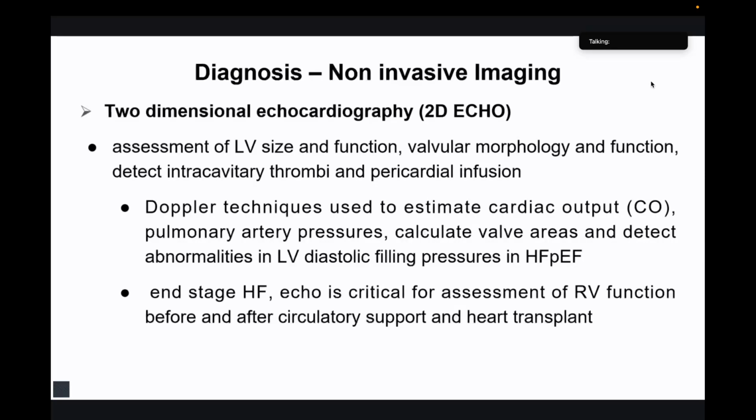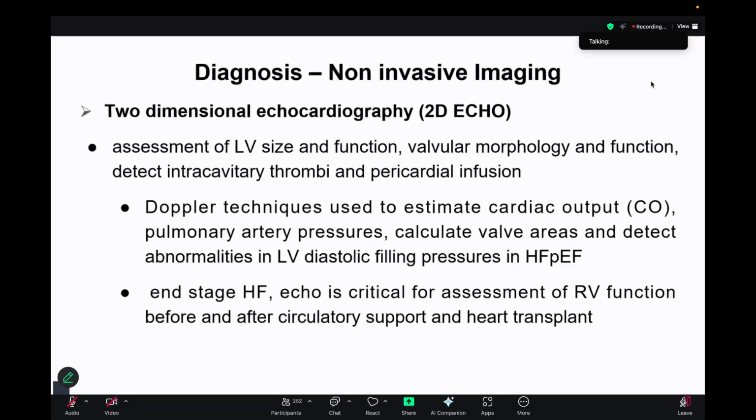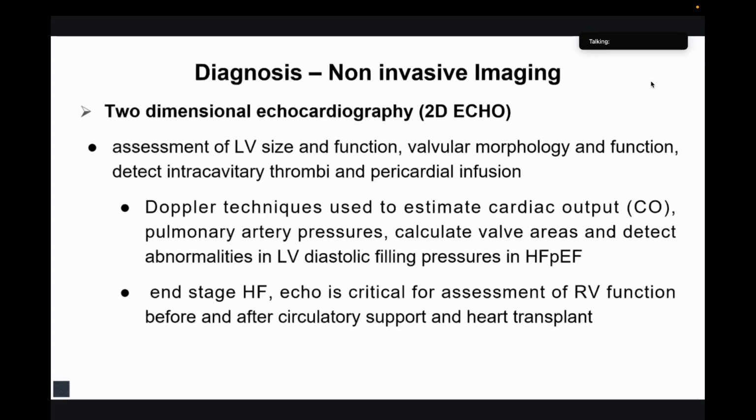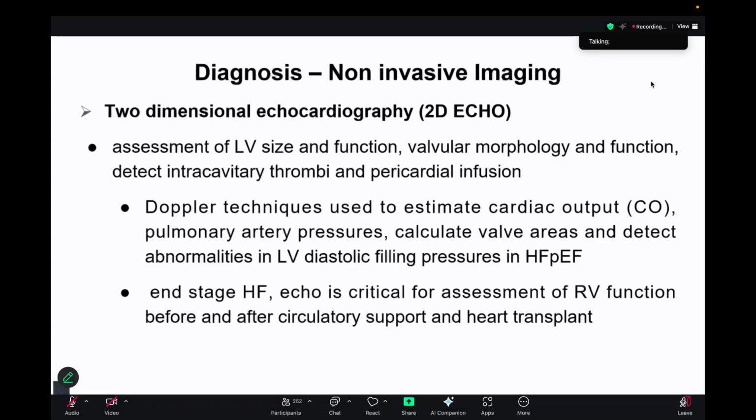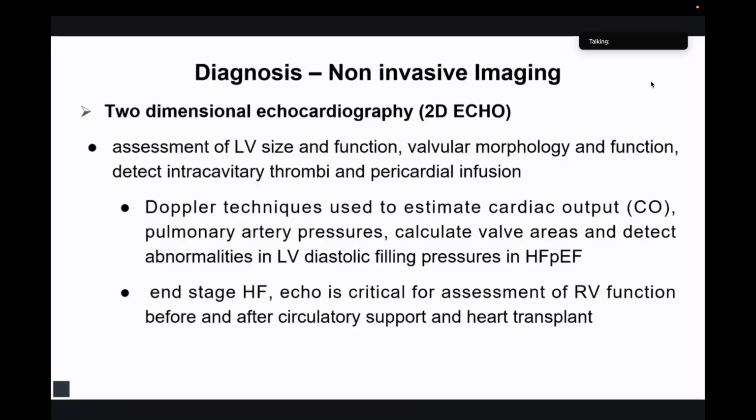In 2D echo, we have Doppler techniques which help to compute the cardiac output, let us know the pulmonary artery pressures, calculate valve areas, and help to detect abnormalities in the left ventricular diastolic filling pressures, especially in patients with HFpEF.